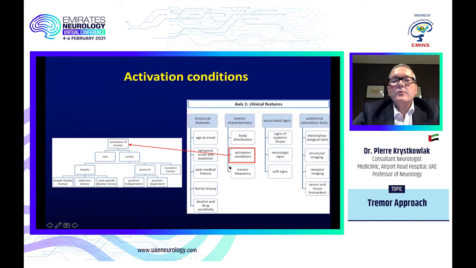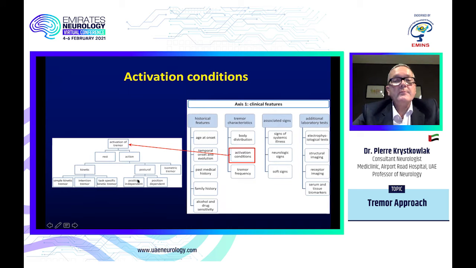So now, what about the activation condition? This is also a crucial part of the clinical examination and of the clinical classification in syndromes. Activation of tremor. There is sometimes some confusion about action tremor. Definitely there is rest tremor and there are action tremors that can be divided in kinetic tremor, postural tremor, and isometric tremor. Isometric tremor is a tremor of the fist when you do that.